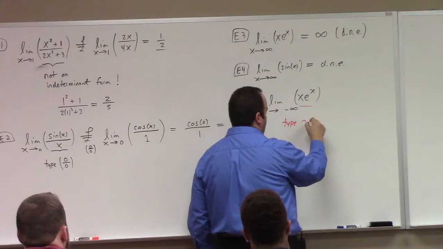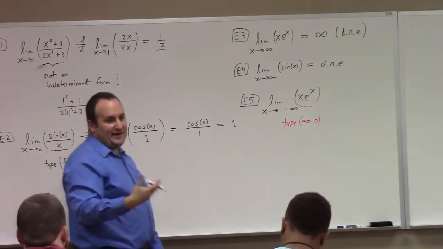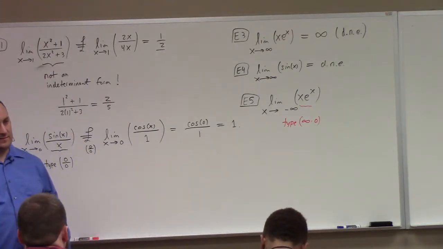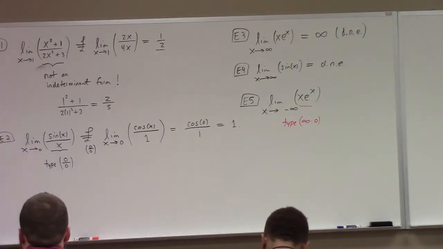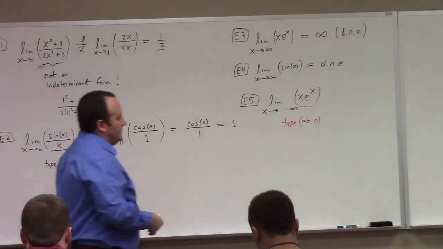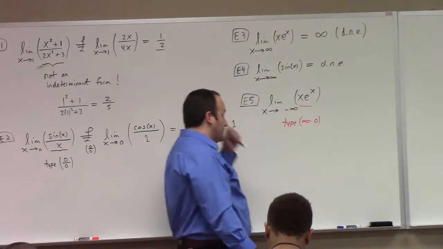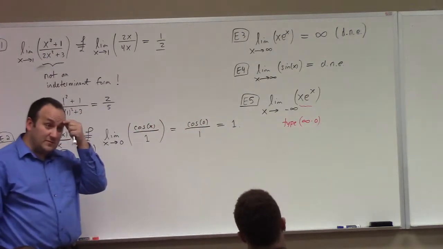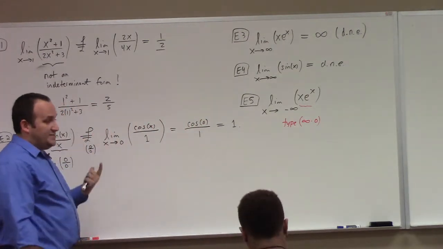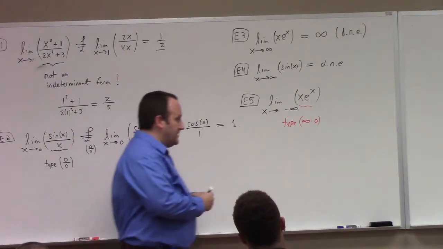This is type infinity times 0. See, we don't care about sign. You might say it's type minus infinity times 0, but we don't care about that sign. Like over here, you could have infinity over minus infinity. It's still counted as infinity over infinity, all right? But this is type infinity times 0. I cannot apply L'Hopital's rule to that. So what do I have to do? I don't just say it's 0. I don't just say it's infinity. This is an indeterminate form. That means without further calculation, we can't be sure what it is.